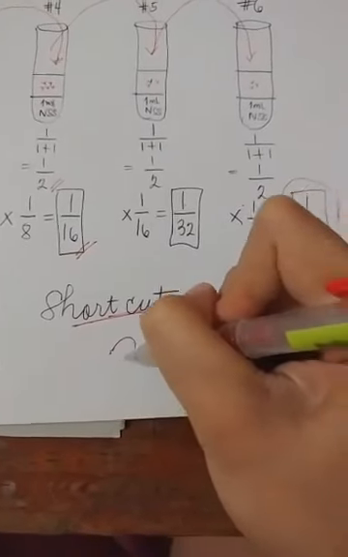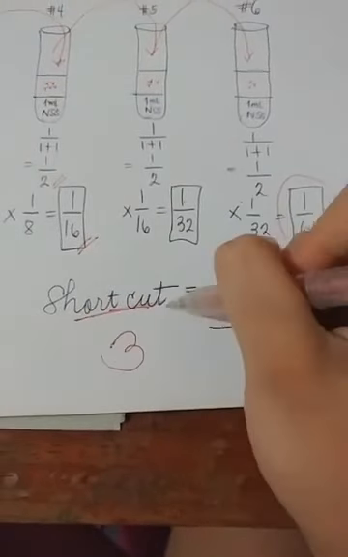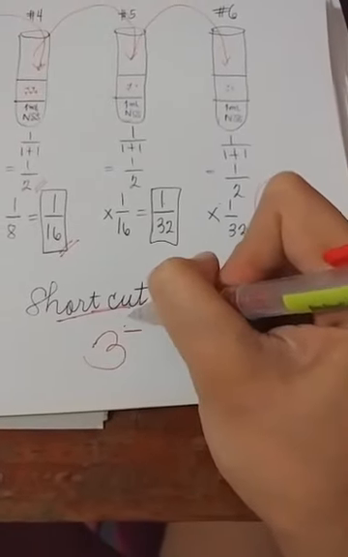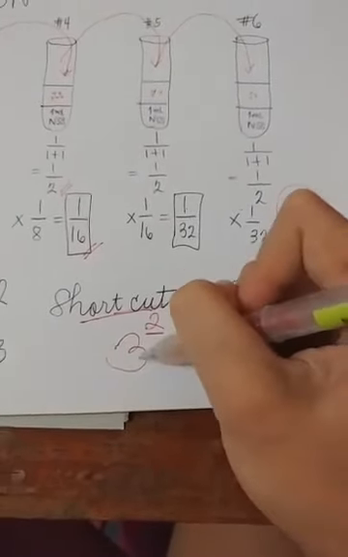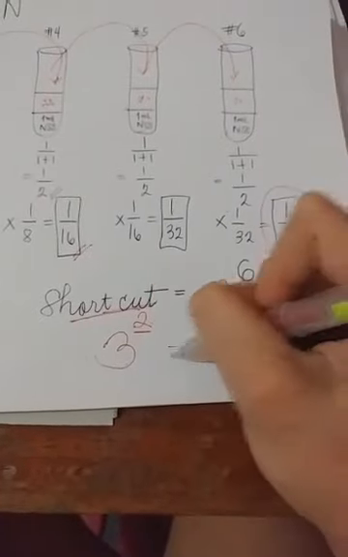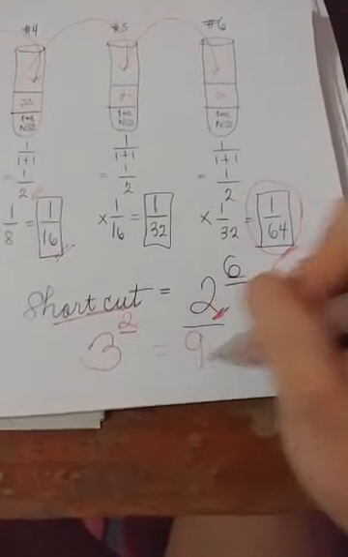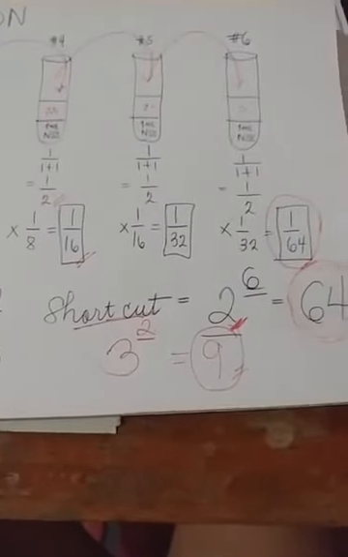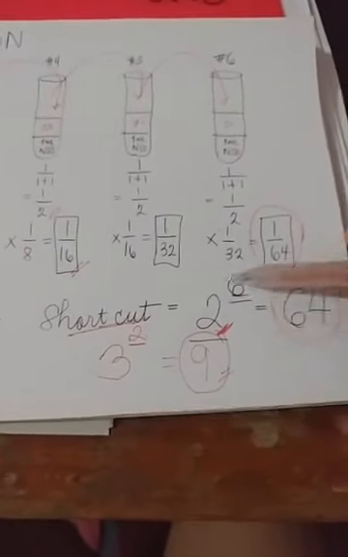Sabi niya, threefold. So, ang ating base ay 3. Tapos, isusulat natin dito ang ating tube number. Sabi niya, second tube. Okay? 3 raised to the power of 2 is 9. 3 times 3, 9. So, that would be your final dilution. Okay? So, again, that is a shortcut.